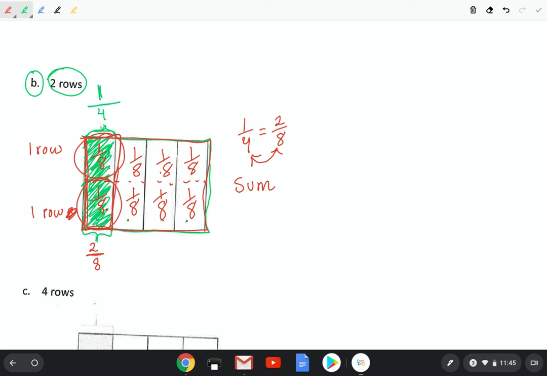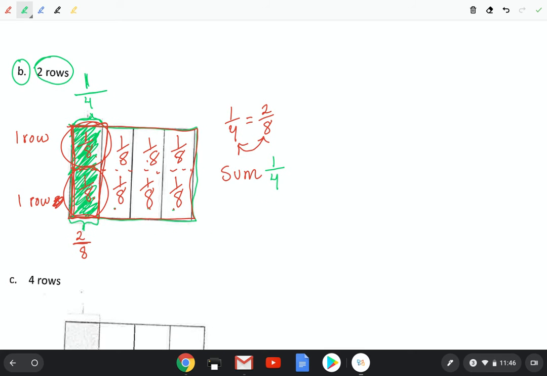To write the sum or the addition sentence, I am going to begin by writing down the fraction that I initially had. I initially had 1/4. And then I can show that 1/4 is the same as 1/8 plus another 1/8.